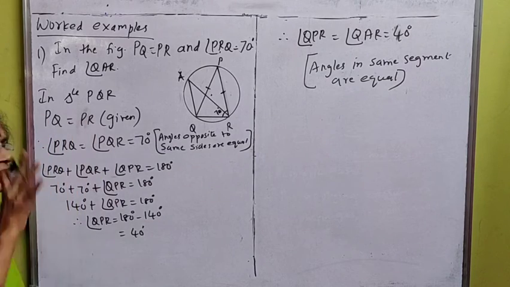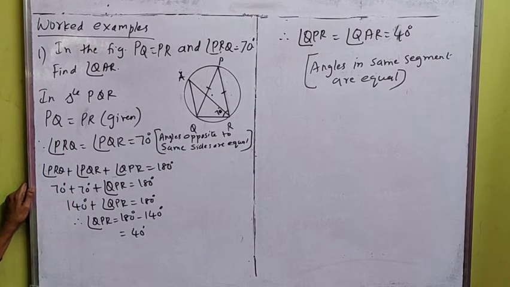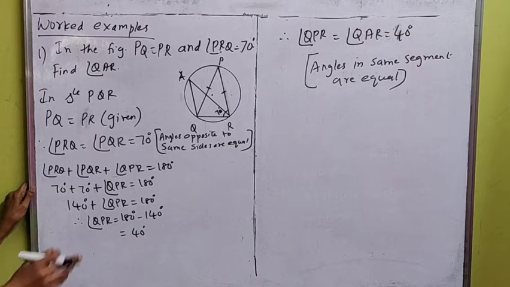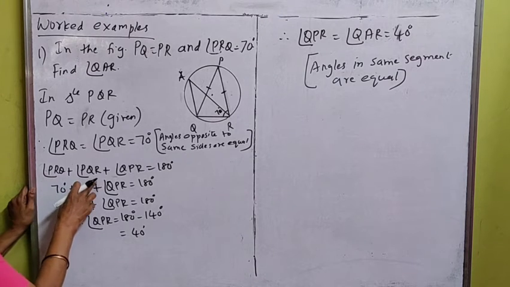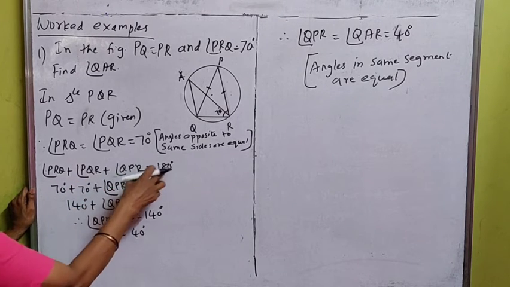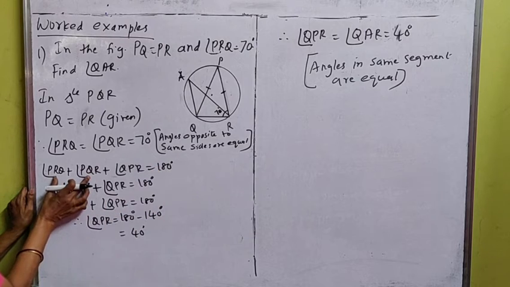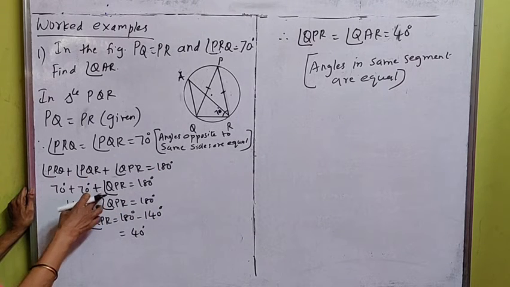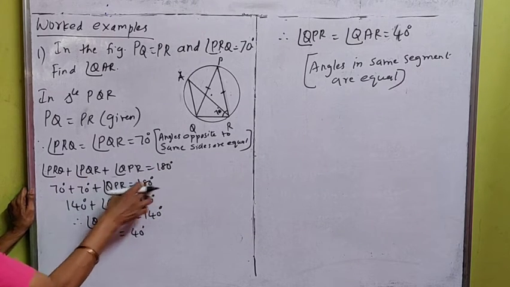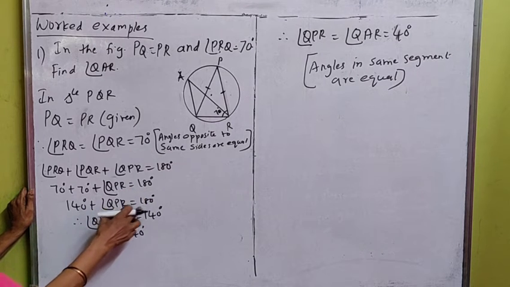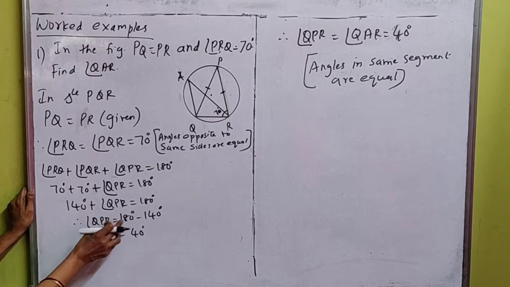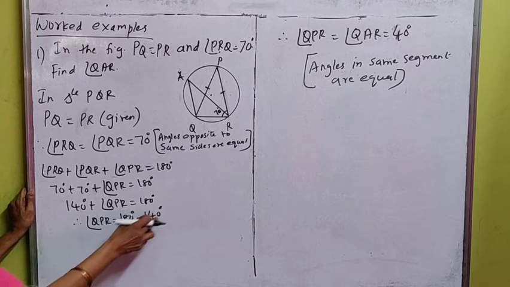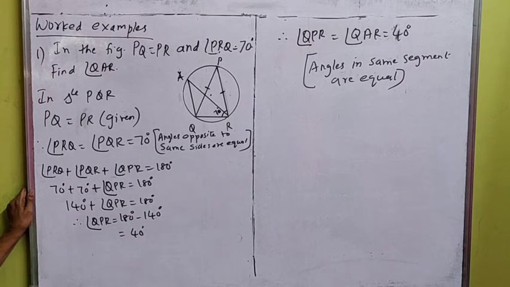So, sum of all the three angles, interior angle theorem, what does it say? It is 180. So, angle PRQ plus angle PQR plus angle QPR is equal to 180. Substitute the values: 70 plus 70 plus angle QPR is equal to 180. 140 plus angle QPR is equal to 180. Angle QPR is equal to 180 minus 140. That is equal to 40 degree.